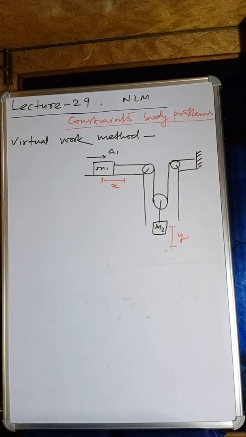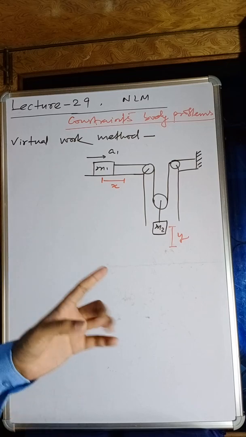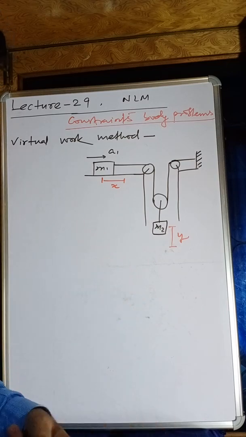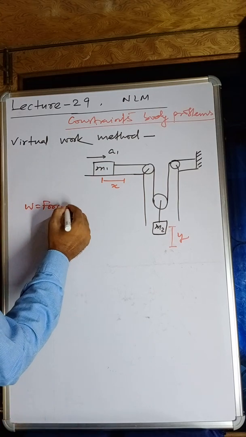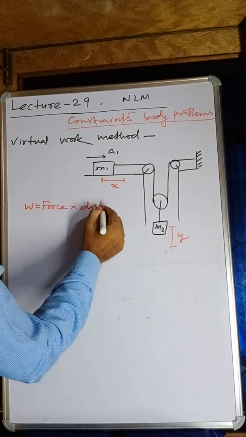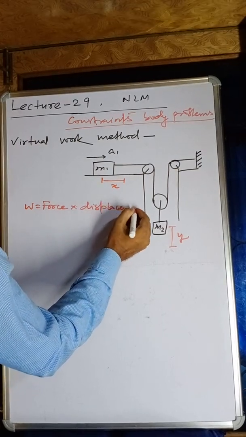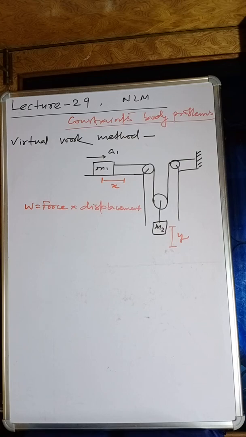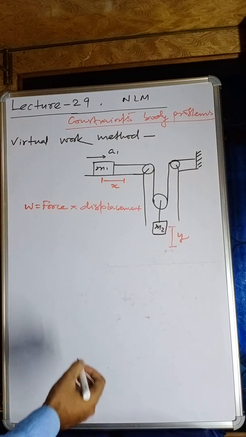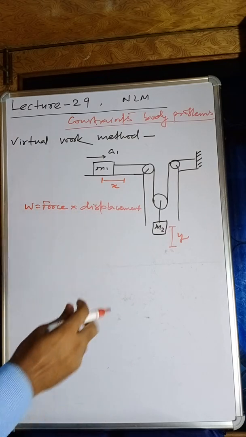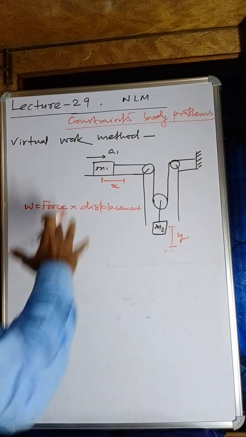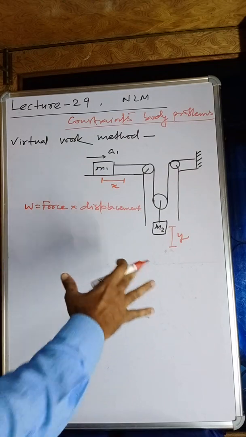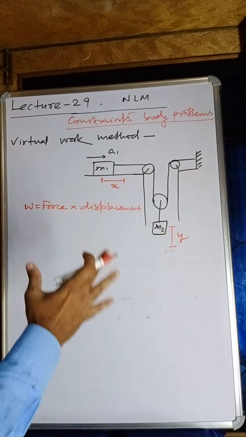What is the virtual work method, my dear students? One thing you know is about the work done. We have studied about the work done. What have we studied? The work done is force into displacement. You have studied this in standard 9th. Here, the work done is also a form of energy. You know that. And energy must be conserved if there is no loss of energy. All right. If there is no loss of energy, then it should be conserved.